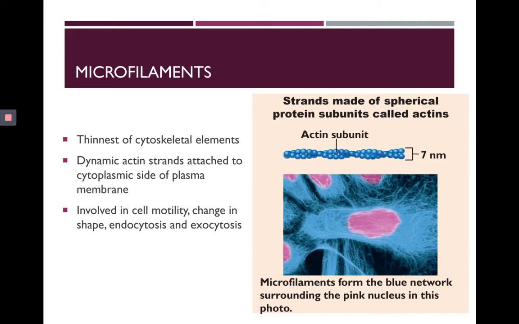If a cell is able to produce pseudopods or move from one area to another, such as an amoeba, which is not a cell that's in the human body, but if it's able to produce those pseudopods, it's because of actin. We can also see that a cell changes shape or responds to stressors in its environment, can perform endocytosis or exocytosis because of the actions of actin.